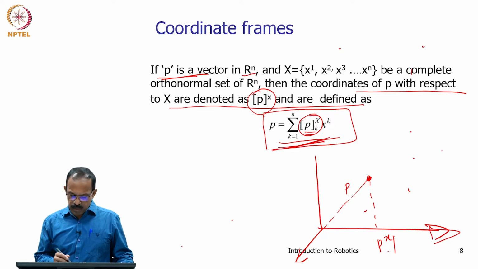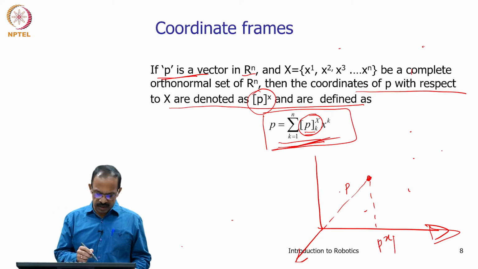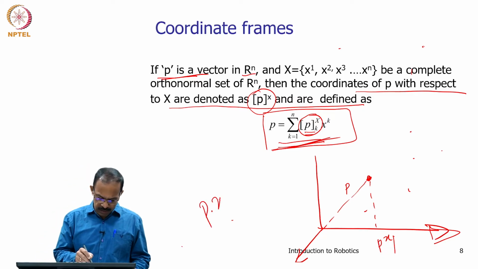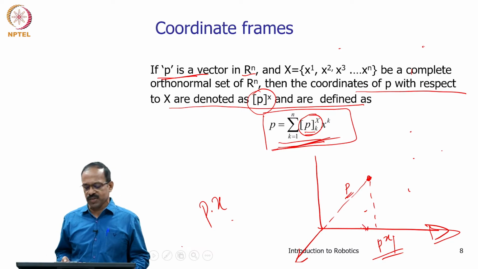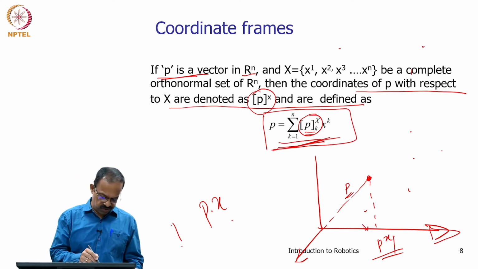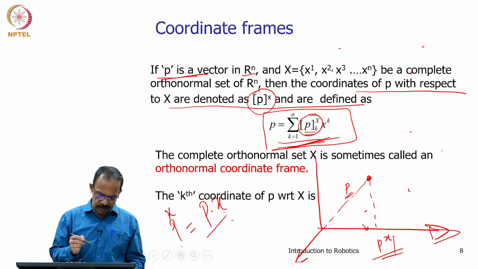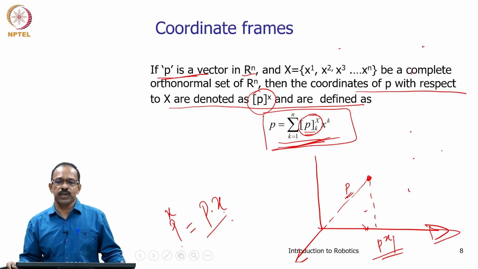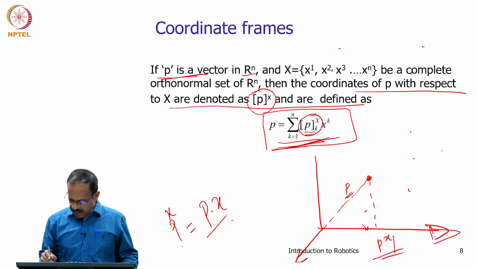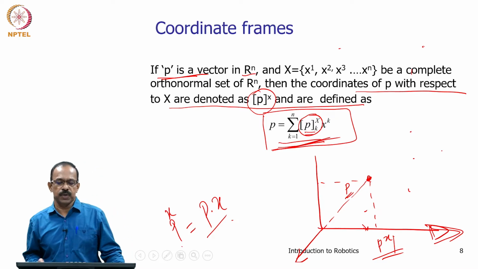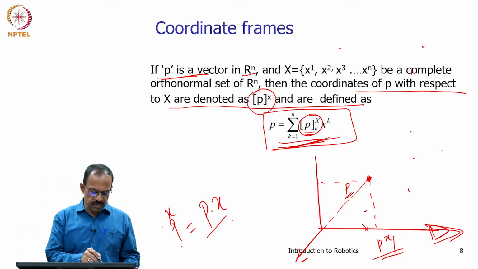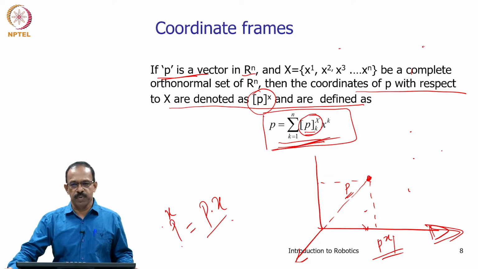Now, this p_x can be obtained by taking this vector p and taking its dot product with the unit vector of the x axis; then we get p_x. So, p_x, or the coordinate of p with respect to x, is nothing but the dot product of the vector p with the x axis. Similarly, p_y will be the dot product with respect to y, and p_z will be the dot product with respect to z. That is the way we define the coordinates of p in this coordinate frame.